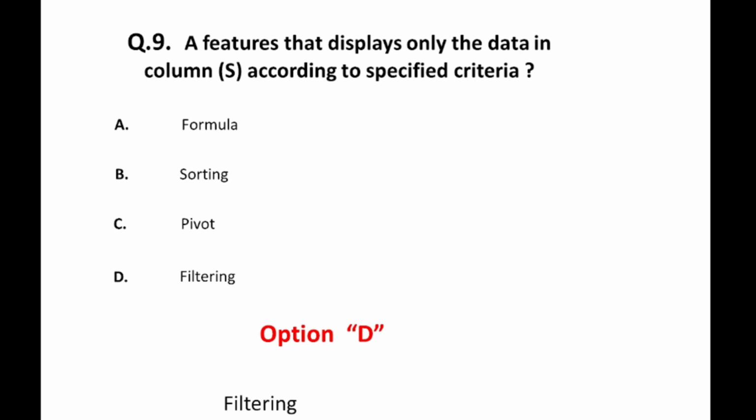Question number 9, which feature displays only the data in columns according to a specified criteria? Option A formula, option B sorting, option C pivot, option D filtering, and option D is the correct answer, filtering.